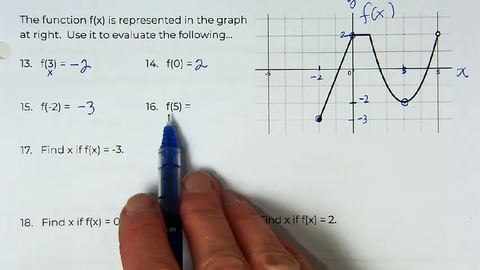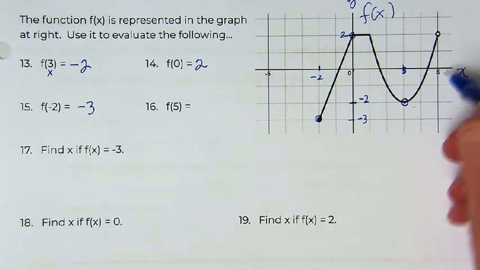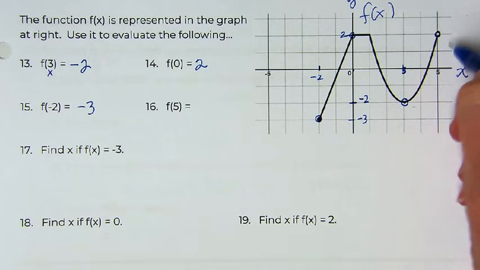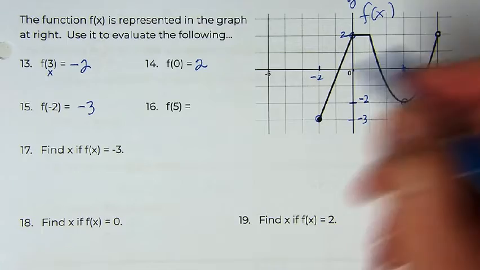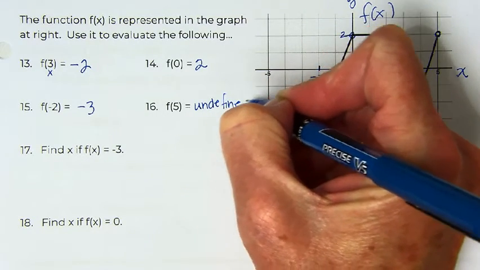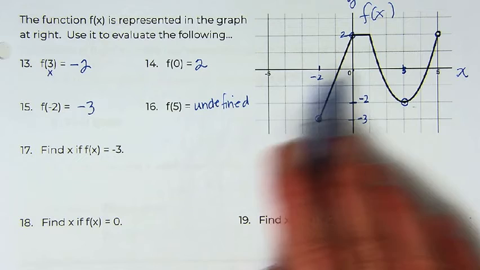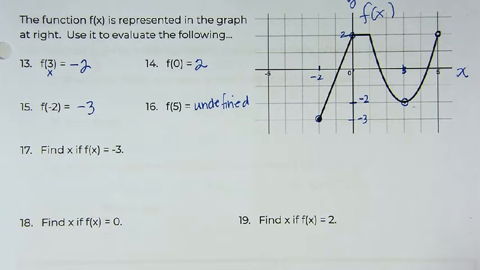And this last one, for the known input, when x is 5, 1, 2, 3, 4, 5, now this is unique. There's an open circle there. This does not have an answer. So when the input is 5, that doesn't have an output, so this is an undefined function at that point. So undefined, no solution, whatever you want to write there would be totally fine.